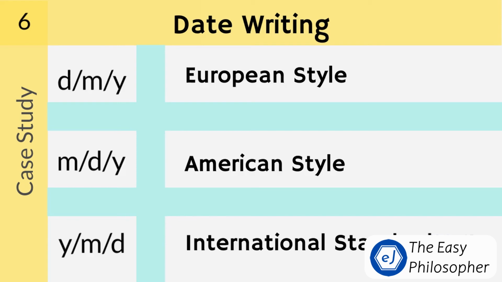Lastly, there is a third way of writing the date, which is now the internationally accepted way to write it, with the year first, followed by the month, and finally the day. Countries like China and Korea use this way of writing the date.